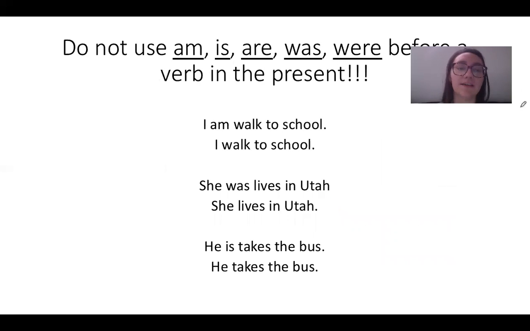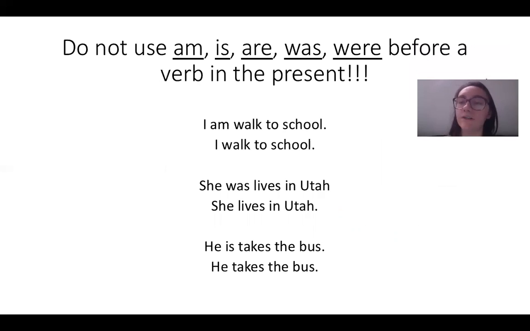The next part: do not use am, is, are, was, or were before the verb if you're using simple present tense, right? I am walk to school. No, I walk to school. We don't need the am to help us, because we're not using the present continuous, or the past continuous. We don't need was, because was is the past. So we don't use it.